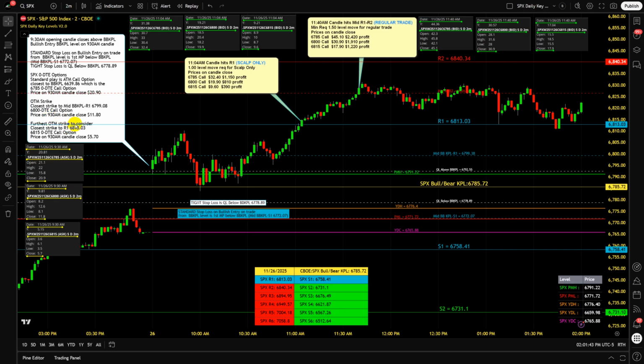The furthest out of the money strike you can consider on this trade is one full level above the level you're taking the trade from. We're looking above since this is a bullish trade. That is our 68.1303, and the closest strike to that is the 68.15 call. The price on the 9:30 a.m. candle close for that is $5.70. That is the ask on the candle close.